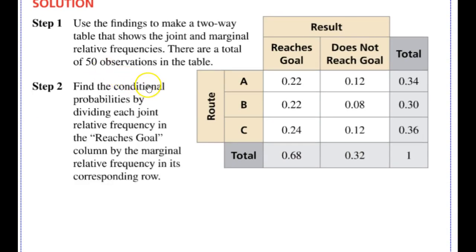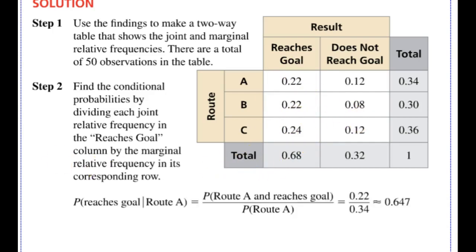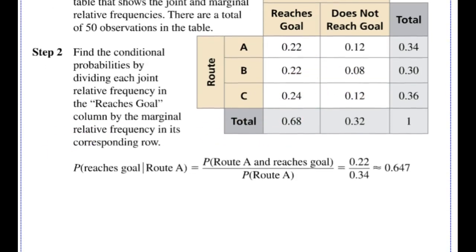So now I want to look at the conditional probabilities. So first I divide each joint relative frequency, these ones in the white, in the reaches goal, because I'm really concerned about do I reach my goal, by the column and my corresponding rows. So here let's look at what we're looking at here. So my reaching goal on route A. So I take the probability of route A and reaching my goal, divided by the total of route A, which is that 0.34, and I get 0.647.